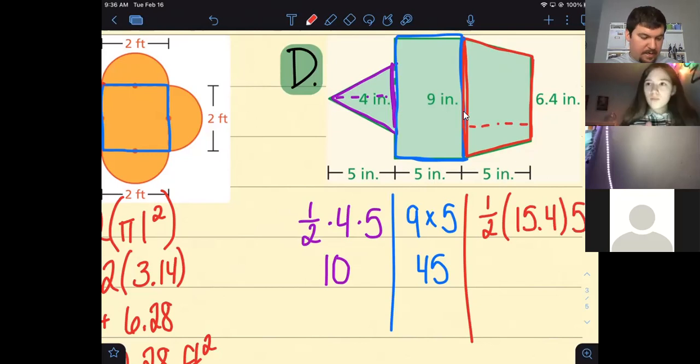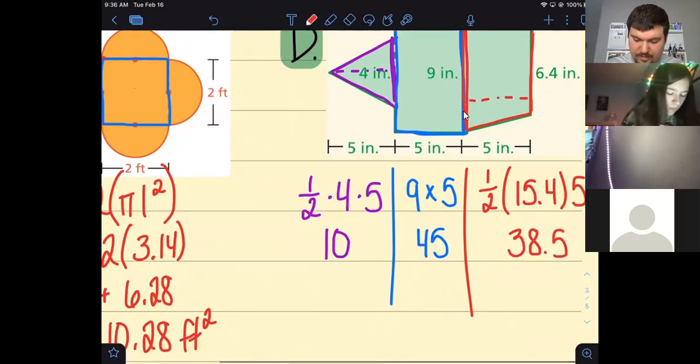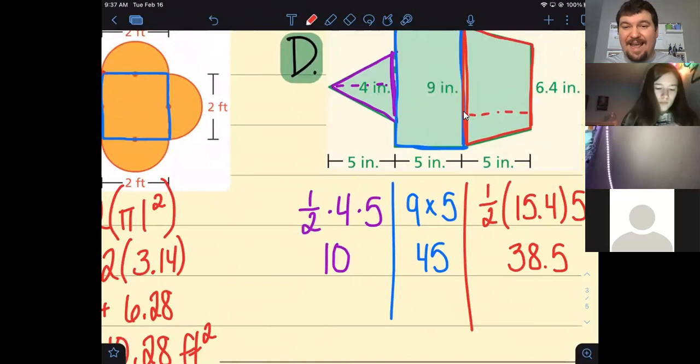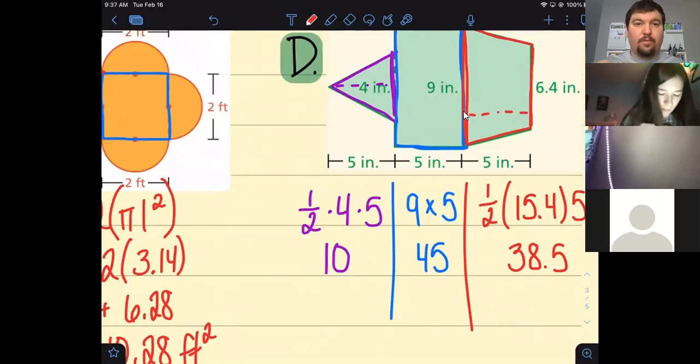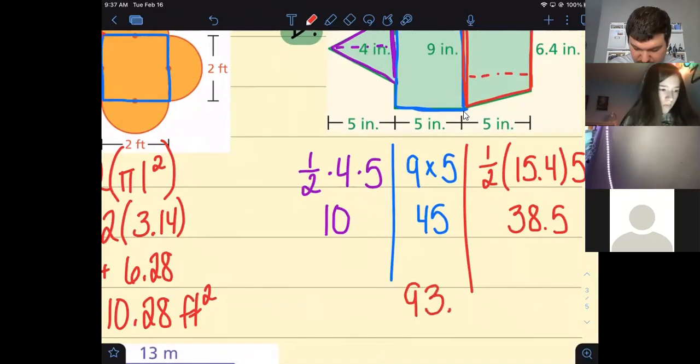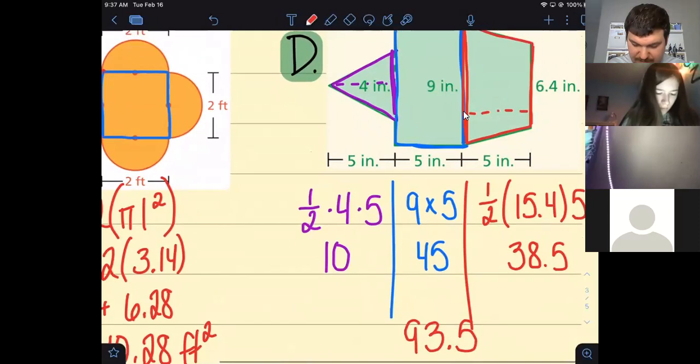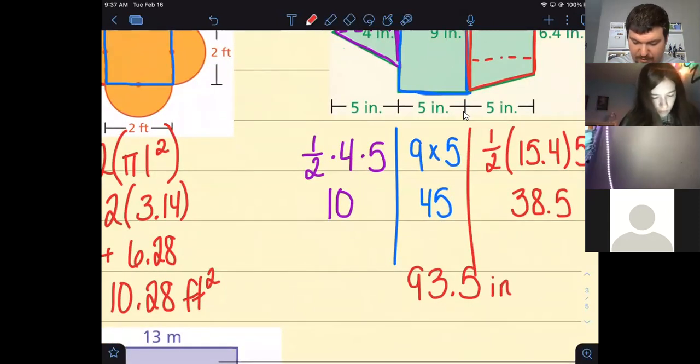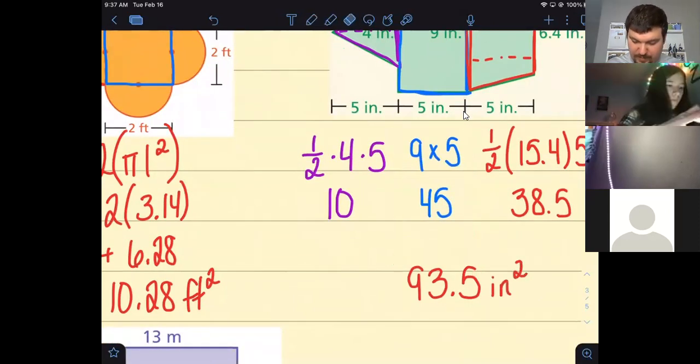Okay, so I get my calculator out. 15.4 times 5 divided by 2 should give us 38.5. And then all I have to do now is what we did before, is just add those areas together. Add the area of the triangle with the rectangle with the trapezoid. So 38.5 plus 45 plus 10 should give us 93.5. And then I would label that in inches squared, because it's area, we have to use square units. There we go, get that out of the way.